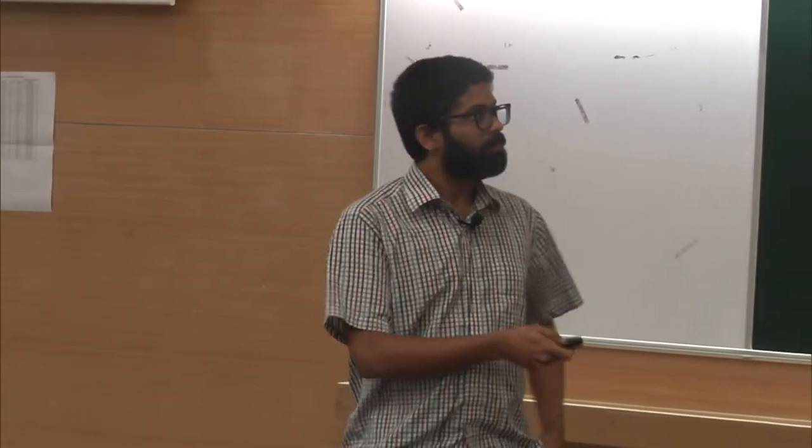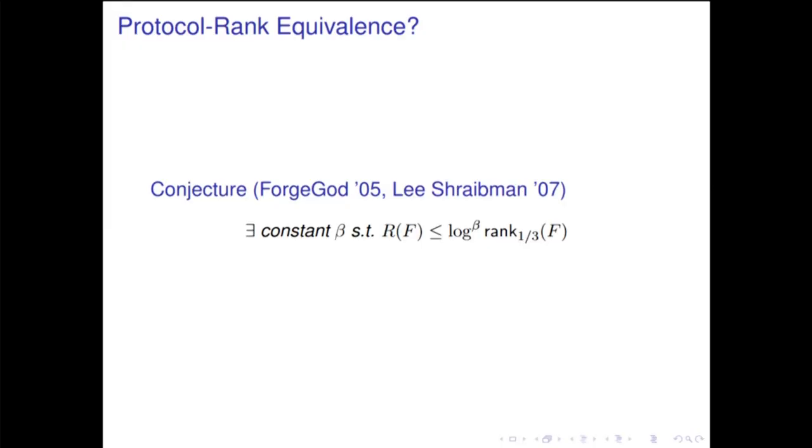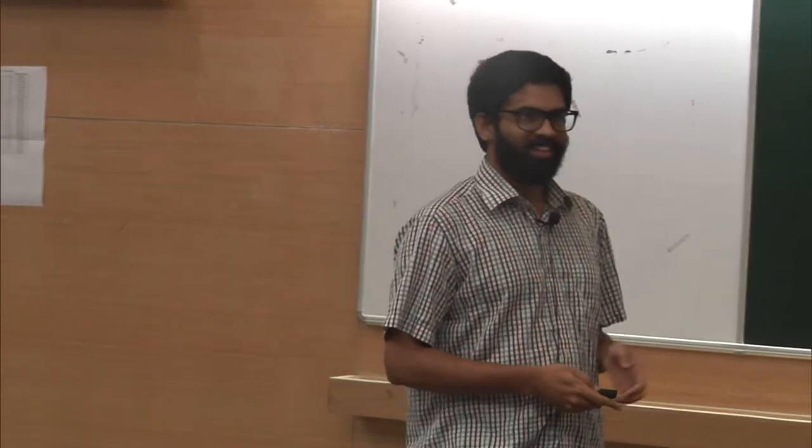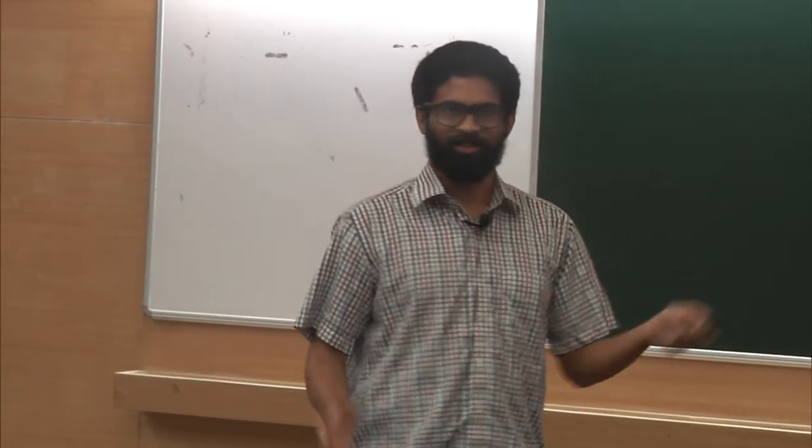Please feel free to stop me if you want me to go slower, if you have any questions or any clarifications. Okay, so this gives us, again, the next conjecture, the log approximate rank conjecture. This conjecture is exactly analogous to the deterministic conjecture, except it has an interesting history also. It appears in the literature in 2007 in a book by Lee and Shraibman, but it actually appears somewhere in 2005. This is the Wikipedia page for communication complexity. And 2 years before it appeared in the literature, this conjecture was there on the Wikipedia page. I don't know how that happens, but yeah. I should credit Forge God, who is the user who made the edit. Don't know who that is.